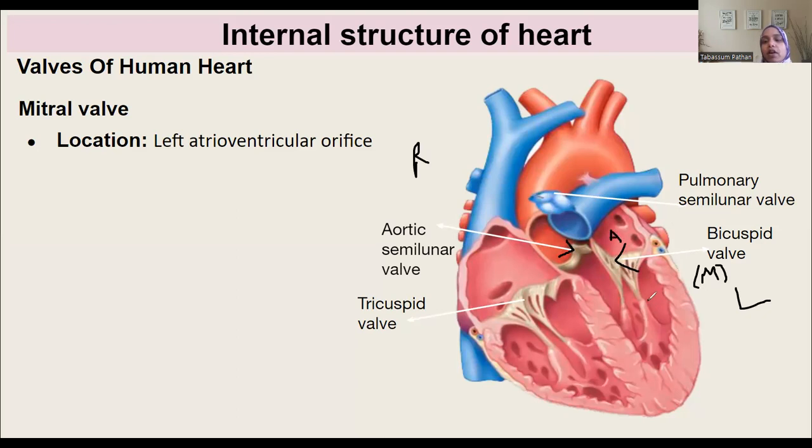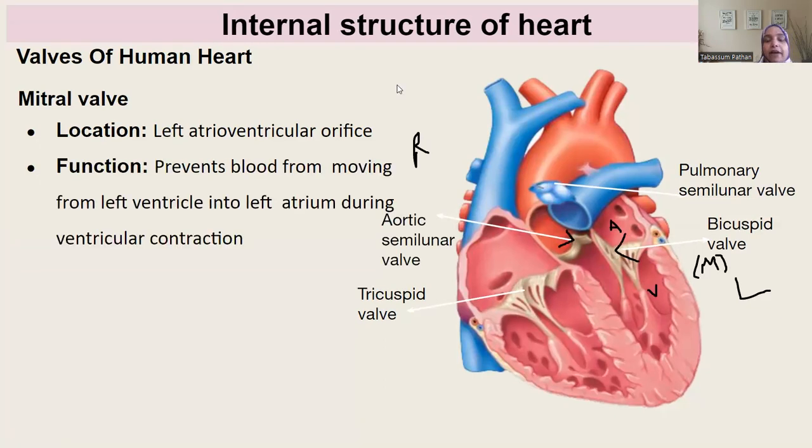This is your ventricle. At the left side and in the opening, you can see the mitral valve. What is it doing? Again, the same function: preventing backflow of the blood from the left ventricle to the left auricle during ventricular contraction. Similar to the tricuspid valve, the mitral valve carries out the same function.